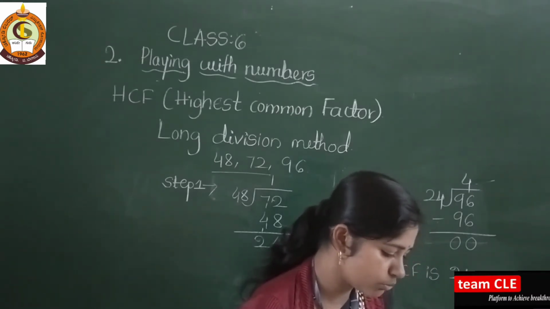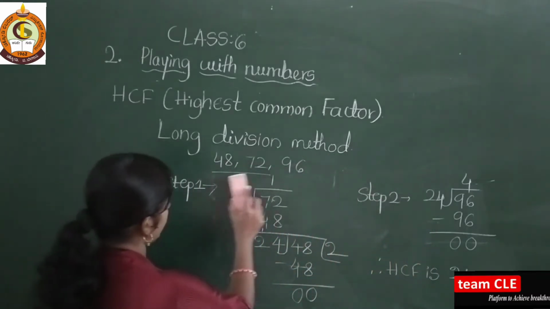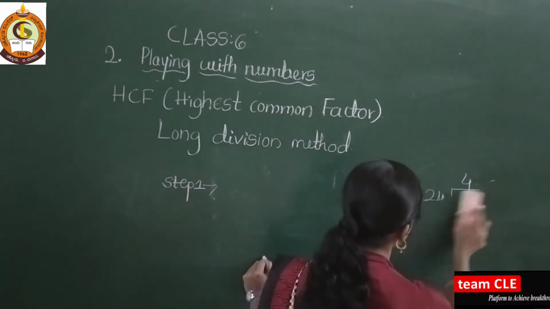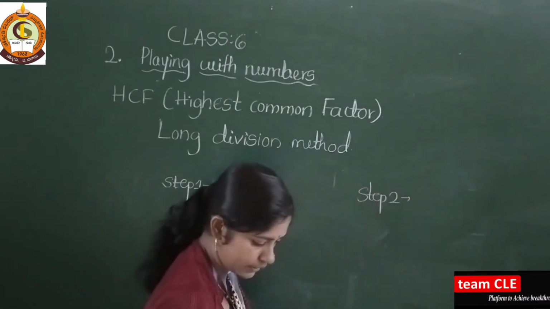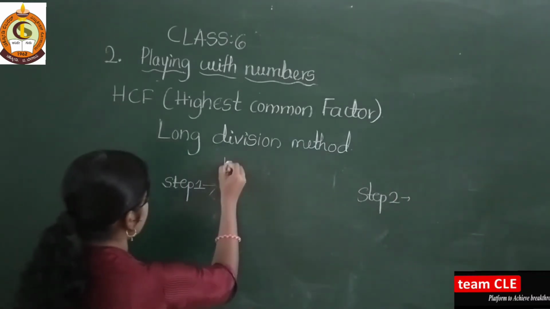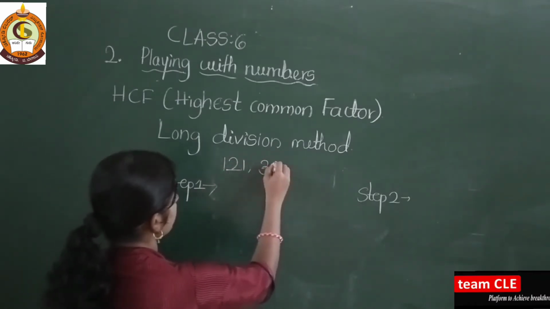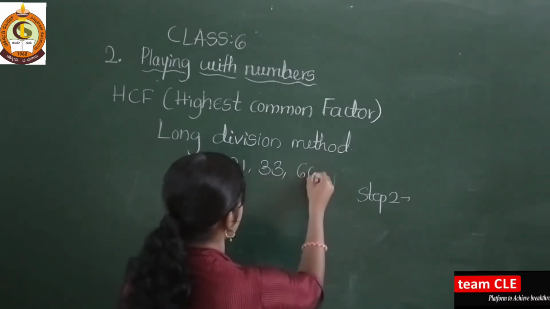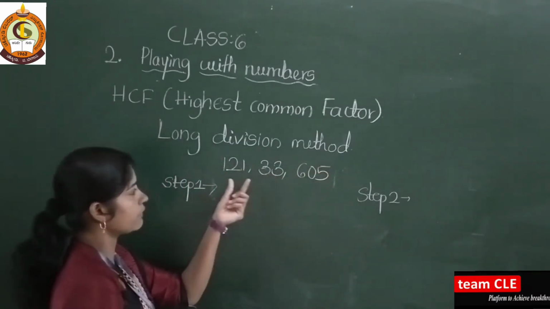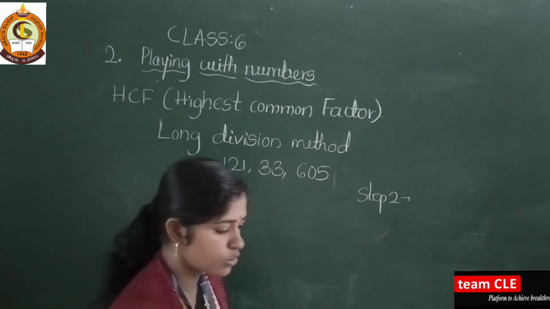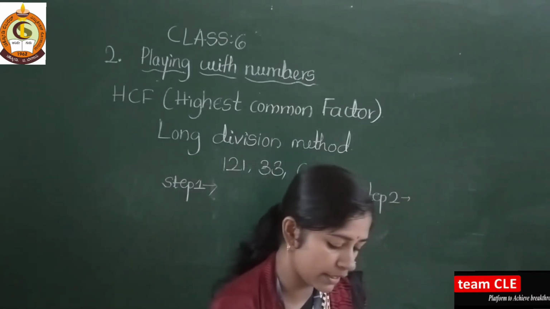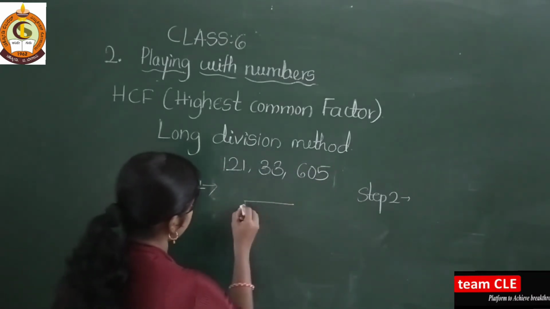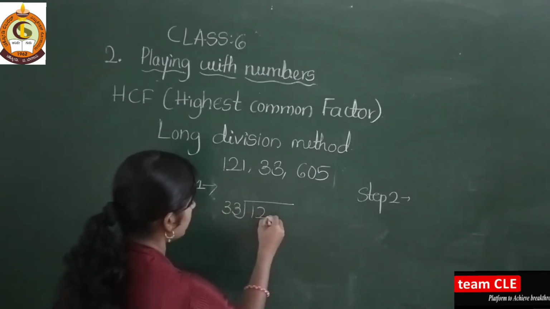Next, one more I will take from your exercise, and that is C1. The numbers are 121, 33 and 605. Here I need to divide with the second highest number. So let us take 33 and 121. Take 33 as the divisor and 121 as the dividend.